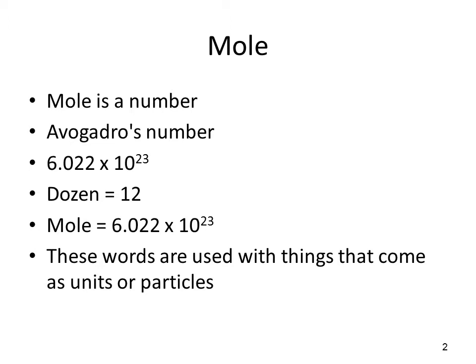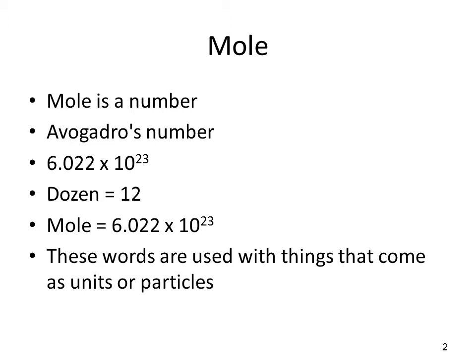For instance, if I say dozen, you automatically think 12. And if I say a dozen donuts, you think 12 donuts. We can do the same thing with mole. I can say mole is equal to 6.022 times 10 to the 23, and if I were to say a mole of donuts, well then you would think 6.022 times 10 to the 23 donuts, which is an incredibly large number of donuts, which would be a volume almost the size of the Earth.